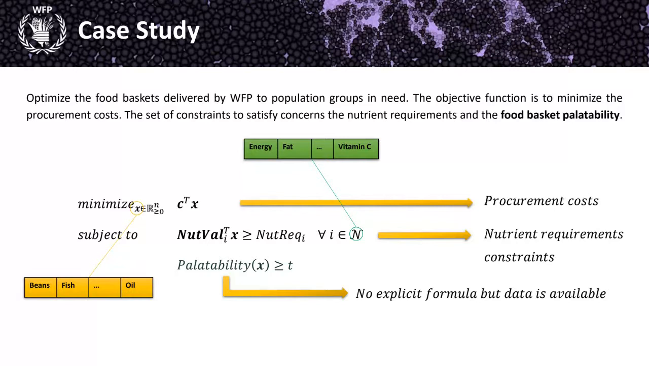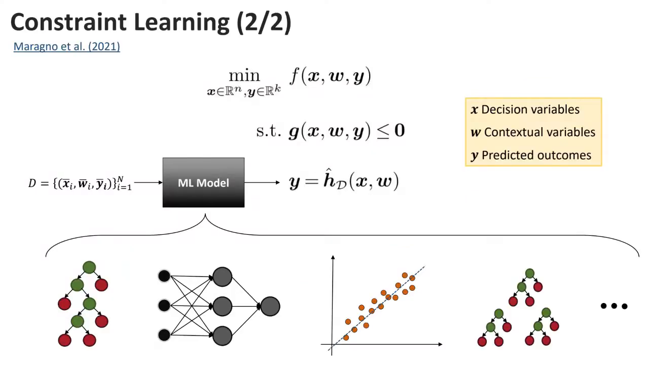The palatability is a function of the food basket, X, and I say that my palatability has to be greater than a threshold T. Now, this palatability function is something that we can learn whenever we have data about how people like the different types of food baskets. So what we can do is use constraint learning.